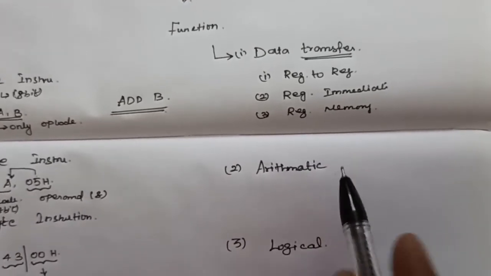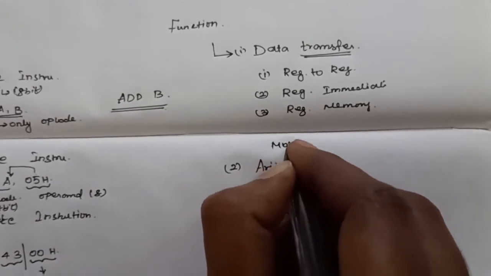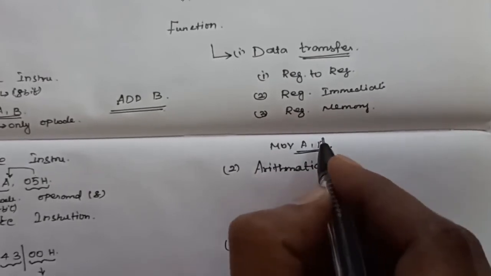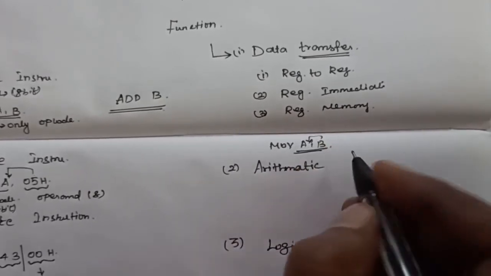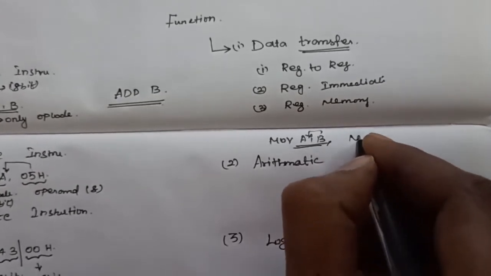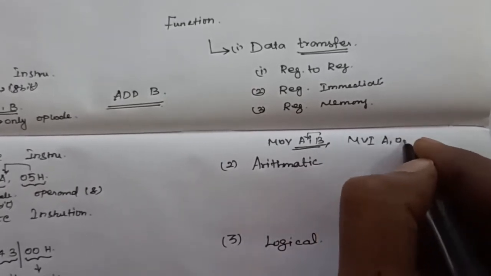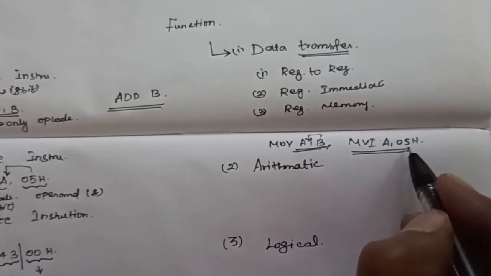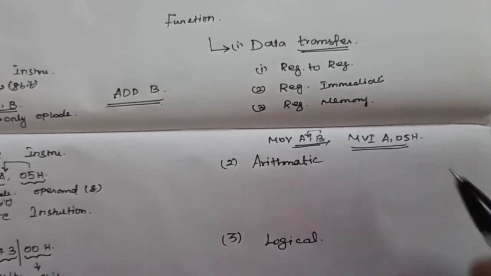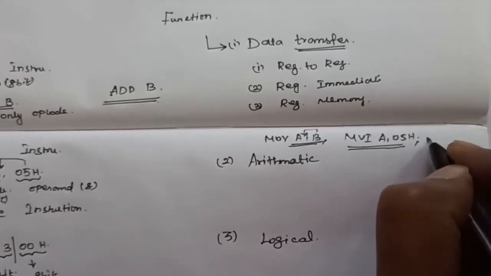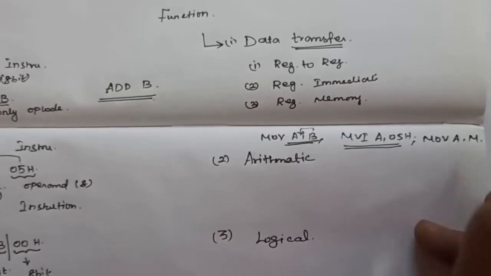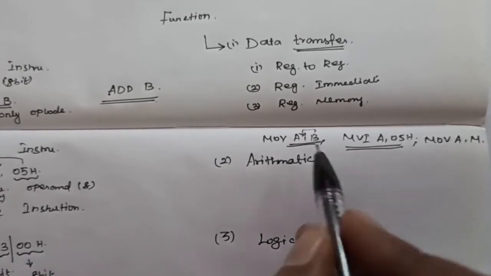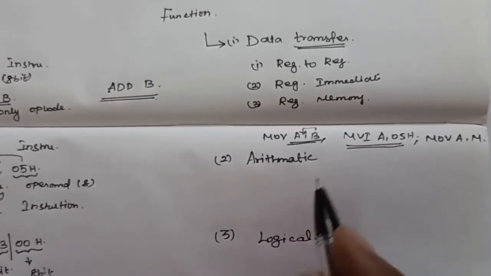Okay, the examples of this instruction: MOV A, B. In this instruction we are just transferring the data from B register to A register. Another example, MVI A, 05H. In this instruction we are using the immediate data. This immediate data is transferred to accumulator. And third example, MOV A, M. Whatever content is present in the memory location, that value is transferred to accumulator. There are 3 possibilities of transferring the data.